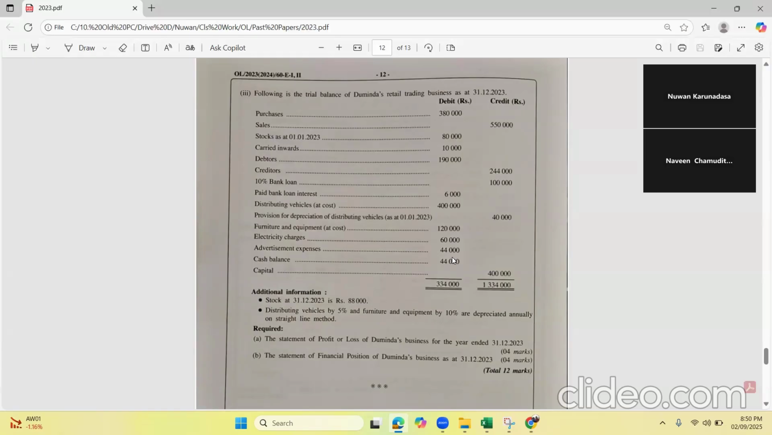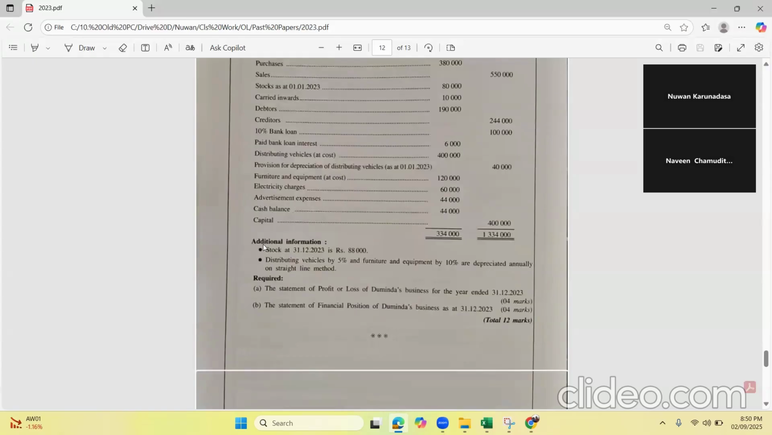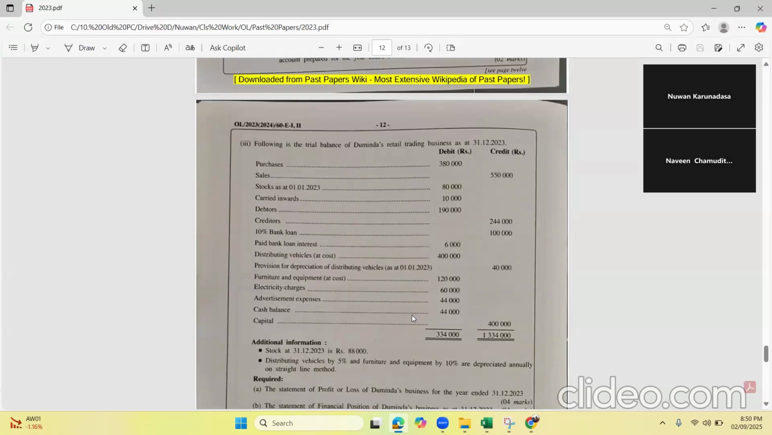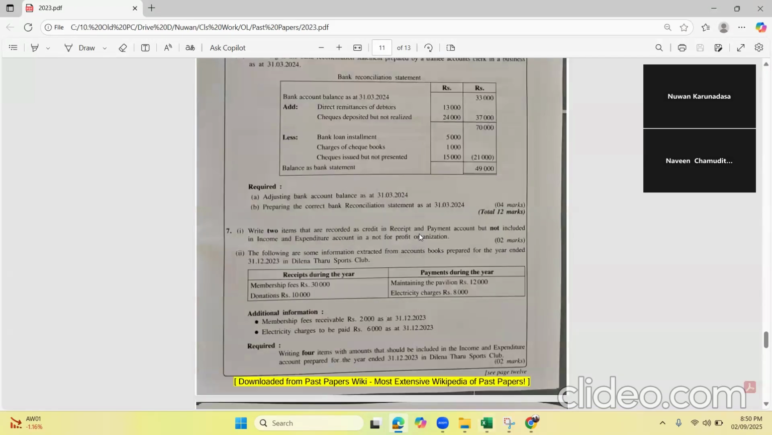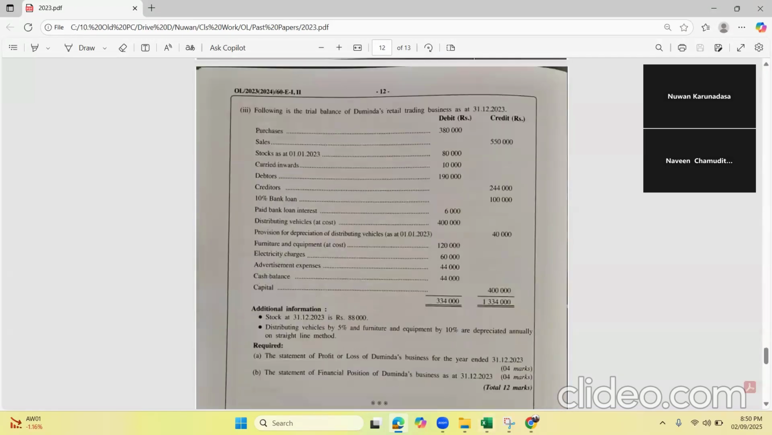Then credit having liability, capital, and income. So the trial balance they have balance with lot of information. Then some additional information they have given. They're asking you to prepare income statement or the profit and loss account. Then they're asking statement of financial position. So we'll do this paper 2023 question number 73.